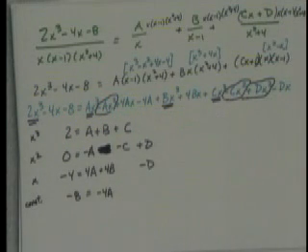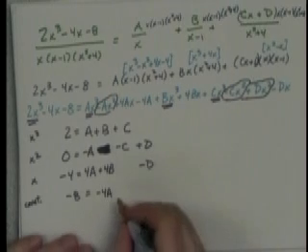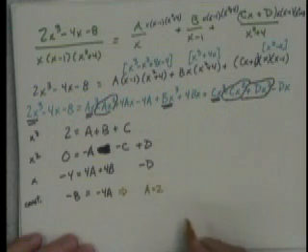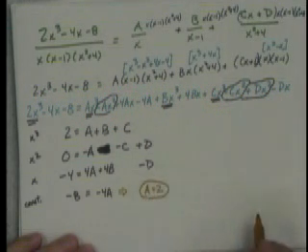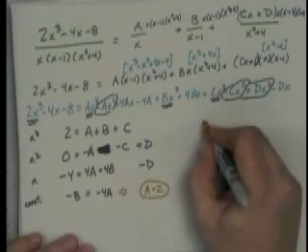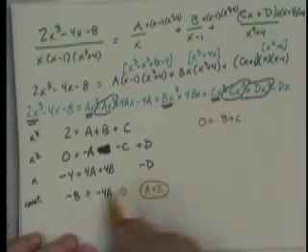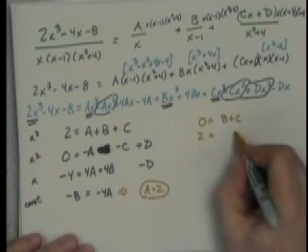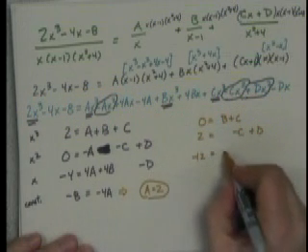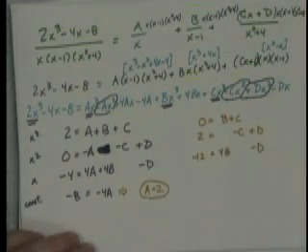Probably brings back memories from classes before. You can use substitution techniques, elimination techniques. If you know how to use matrices, you can use matrices to solve this, whatever you want. This last one, I can tell from this last one that A has to be 2. If I substitute that into the other ones, I get 0 equals B plus C, 2 equals -C plus D, and -12 equals 4B minus D.